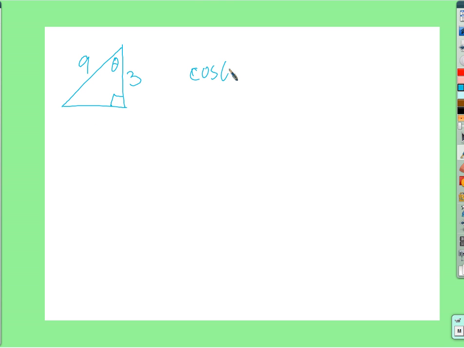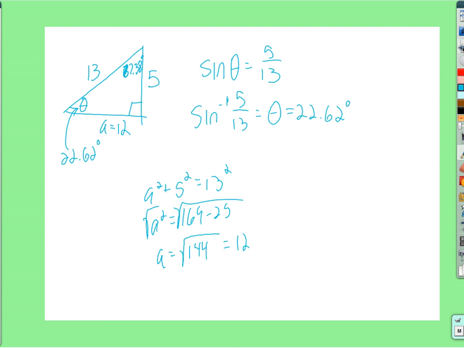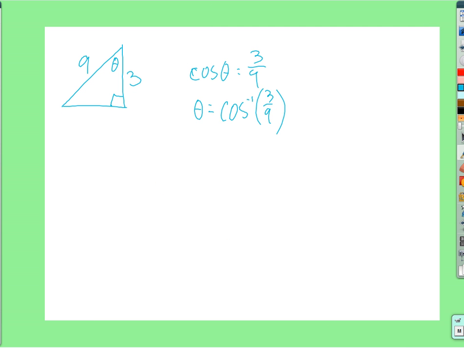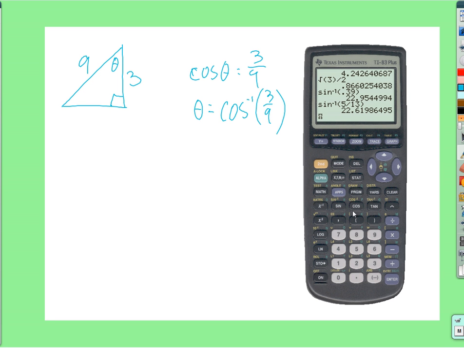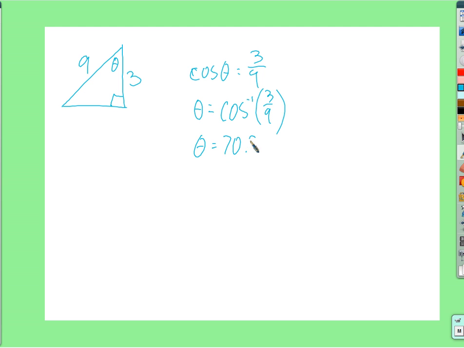The cosine of theta equals 3 over 9. So theta equals the inverse cosine. The same as the previous problem, where we used the sine of 5 over 13 because the opposite is 5 and the hypotenuse is 13. Same idea is going to work for the cosine. Cosine of theta is 3 over 9, so theta is about 70.5. Now you have that angle, and find that other side.